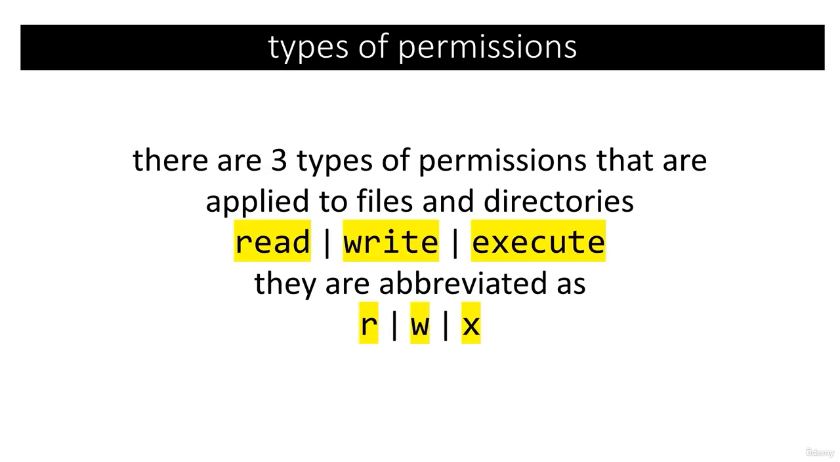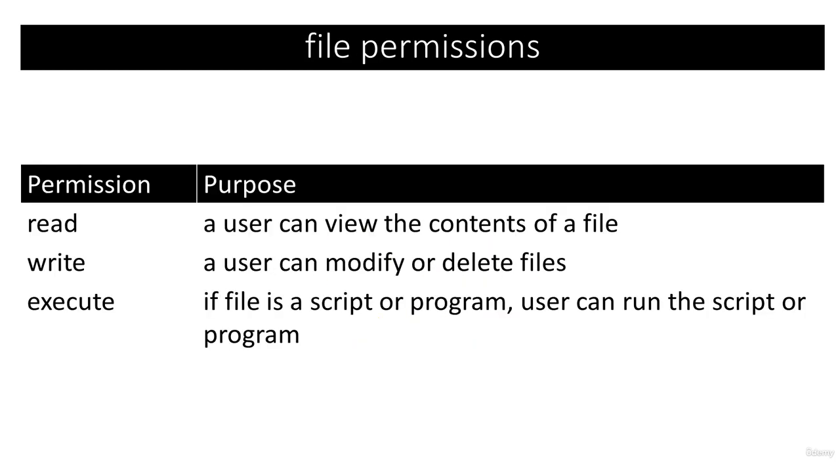There are 3 types of permissions: read, write, and execute. They are abbreviated in lowercase as R, W, and X. These permissions refer to both files and directories. Let's look at file permissions. Read means a user can view the contents of a file. Write means a user can modify or delete files. Execute means if a file is a script or program, the user can run the script or program.